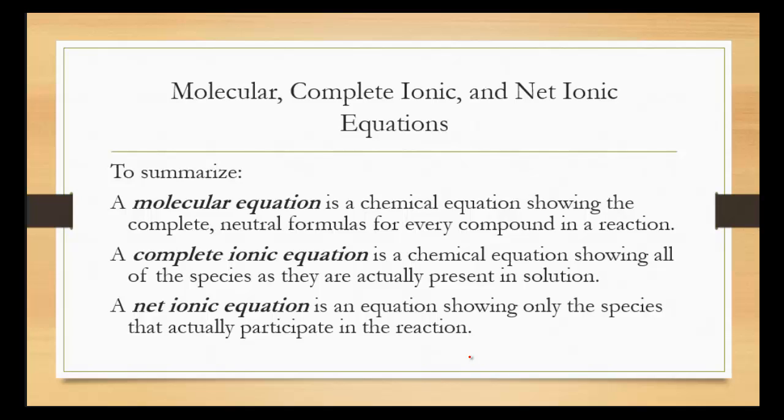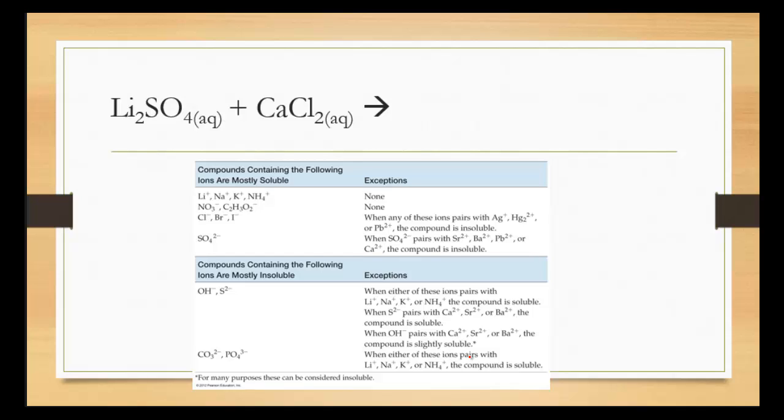Alright, so let's do a couple of practice problems of these. So we're given two ionic compounds in two different beakers and we're mixing them together. When we mix them together, we're going to take the inside ions and put them together, and we're going to put the outside ions together. So the outside is Li and Cl. Li is plus 1, Cl is minus 1. We're going to crisscross it to be 1 and 1.